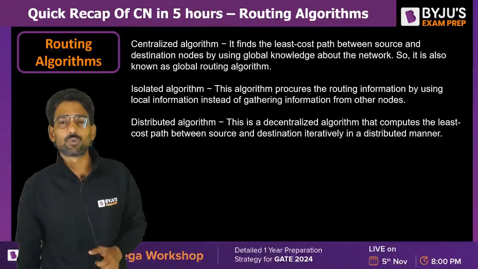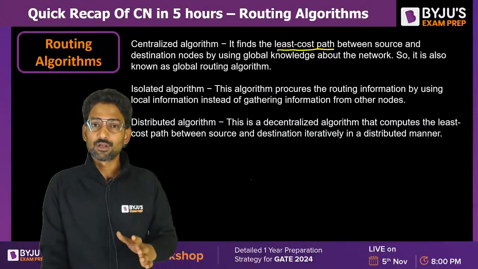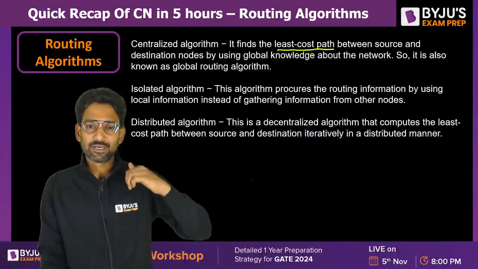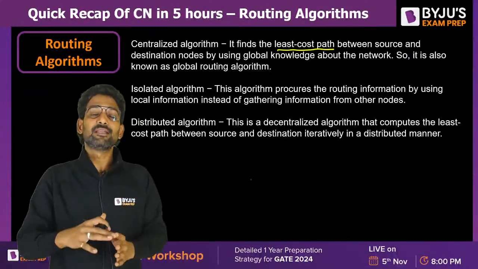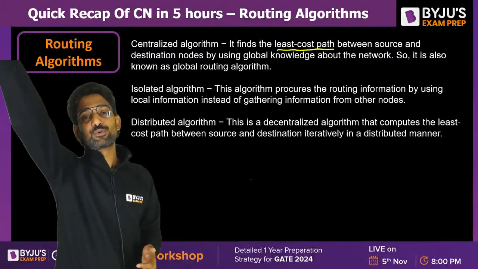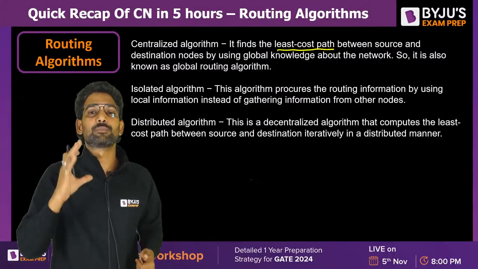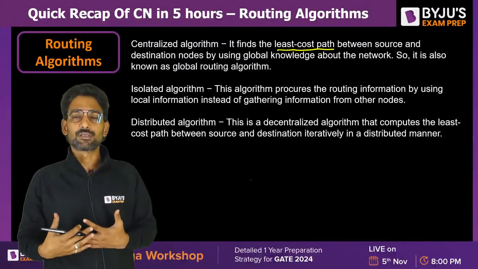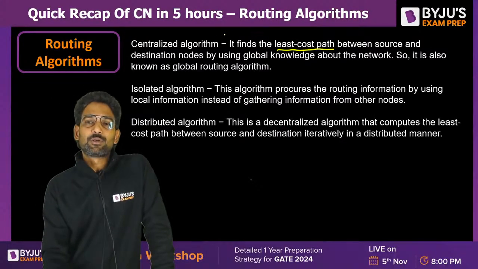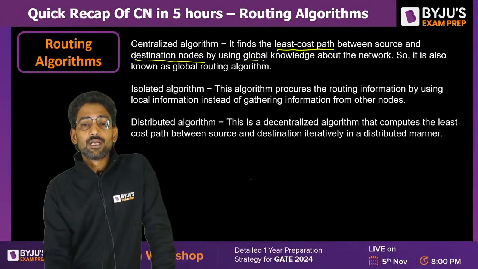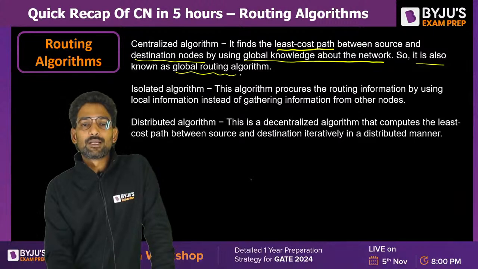Centralized algorithm, what does it do? It finds the least cost path between source and destination nodes, or you can say from one node to the next intermediate node initially. In the procedure, as it goes on sharing, finally the source gets the optimal route to the destination. It won't happen in one iteration or one round or one attempt, guys. In a series of iterations, it will happen. Okay? So it finds the least cost path between source and destination nodes by using global knowledge about the network. So it is also known as global routing algorithm.